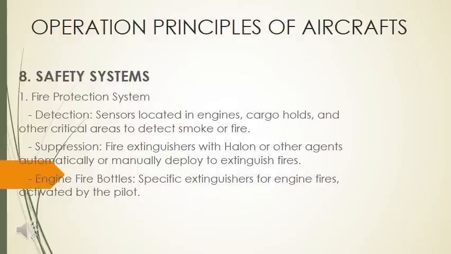Fire protection system: detection, suppression, and engine fire bottles. The first, detection. Sensors are located in the engines, I mentioned it before, cargo loads, and other critical areas to detect if there's smoke or if there's fire.